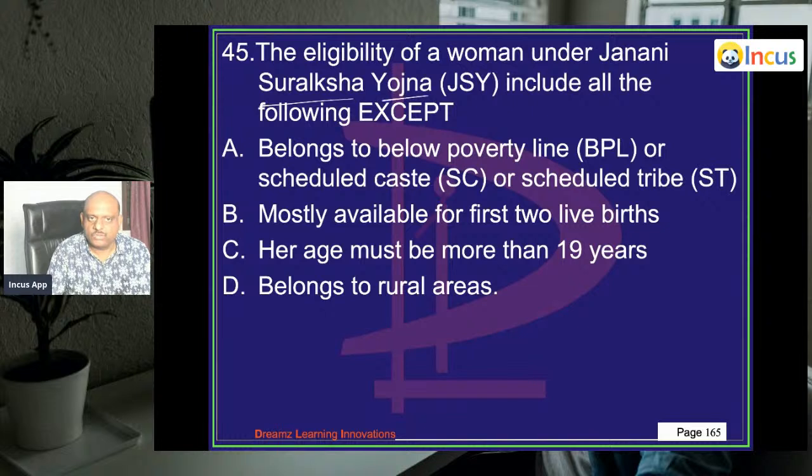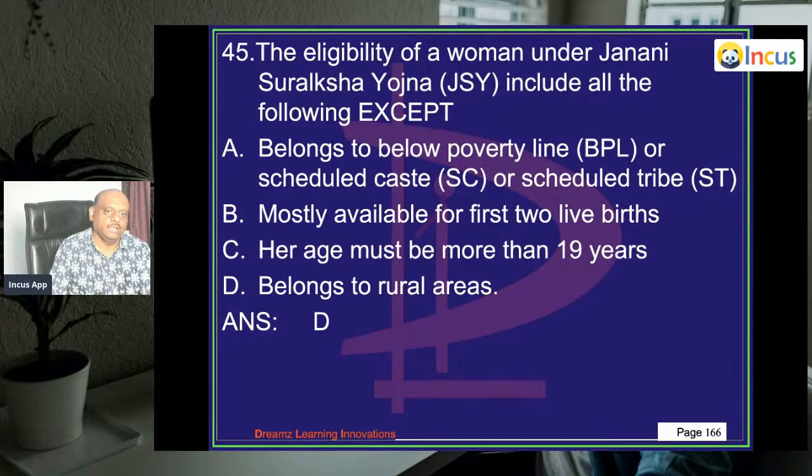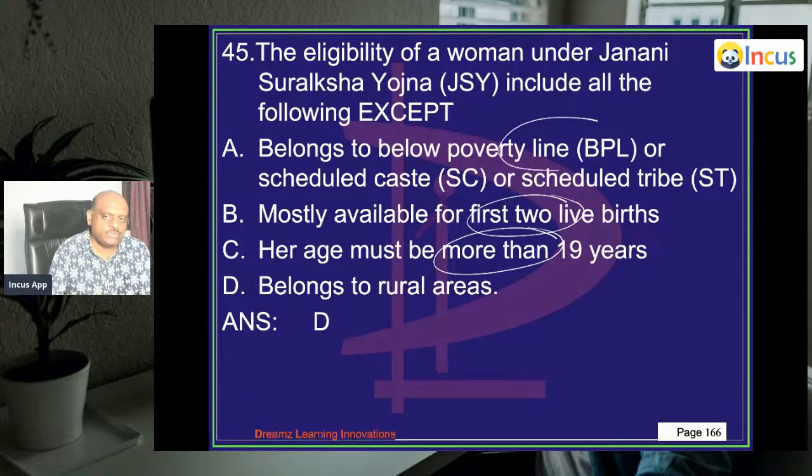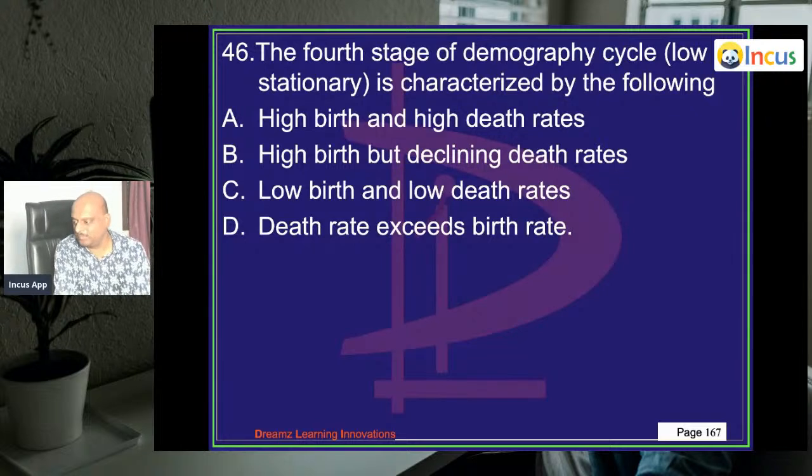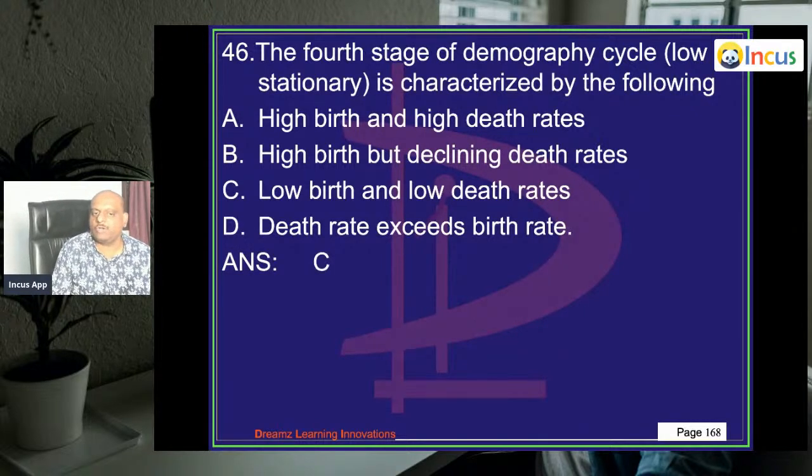What is there in Janani Suraksha Yojana? The woman must be more than 19 years, mostly available for first 2 live births, belongs to below poverty line, scheduled caste, scheduled tribe. That's what you need to remember. So what is fourth stage of demography cycle? Low birth, low death.